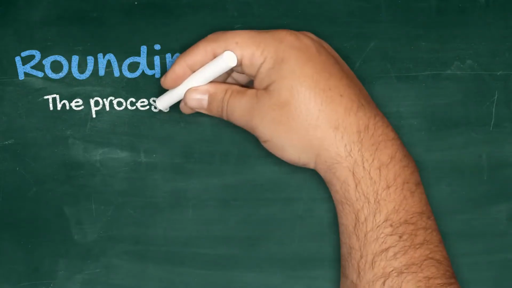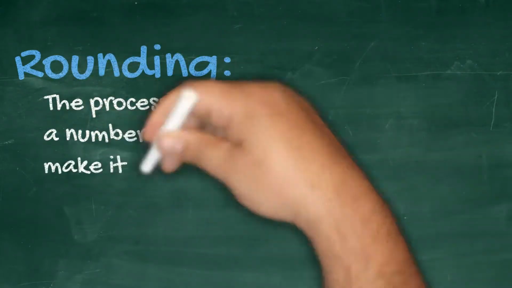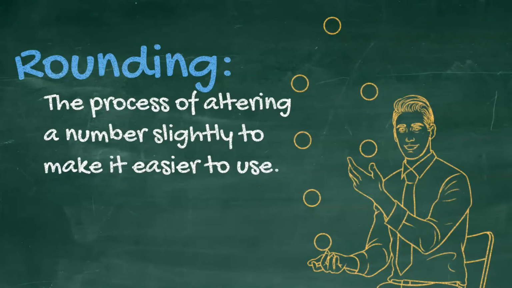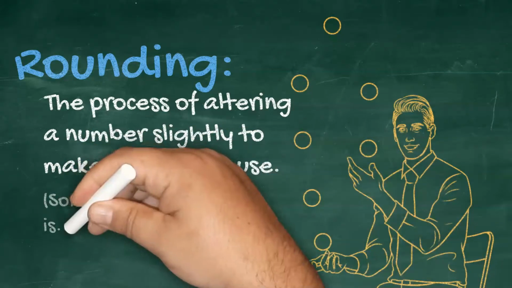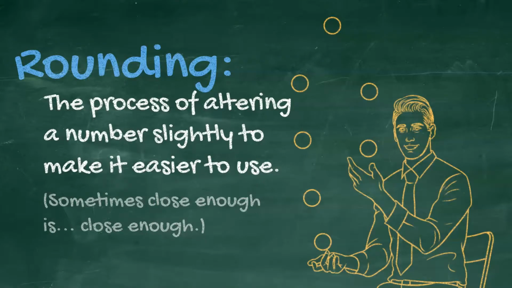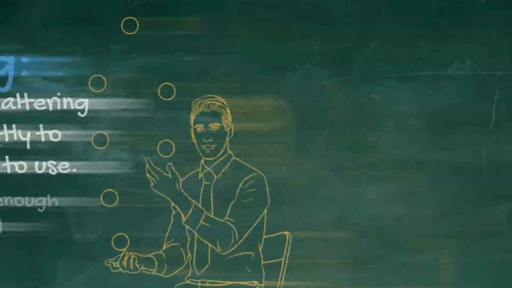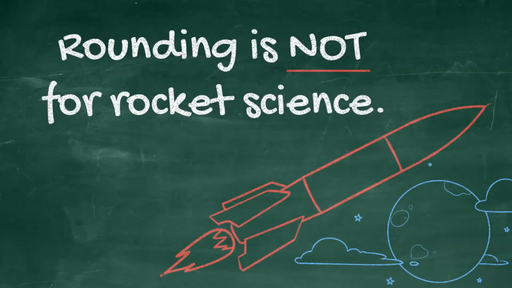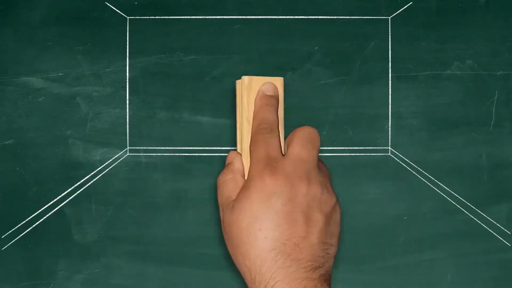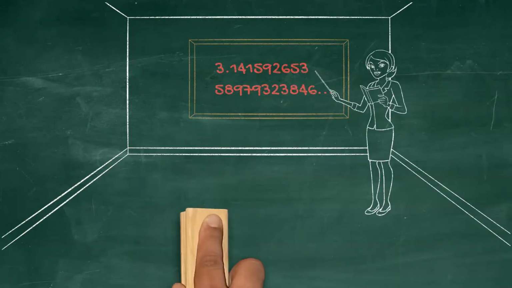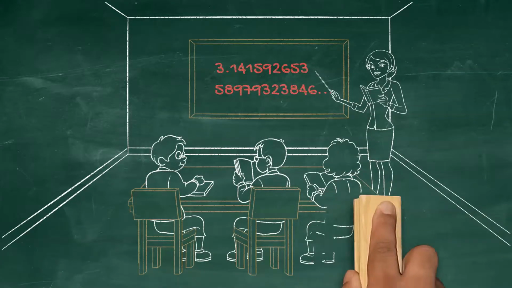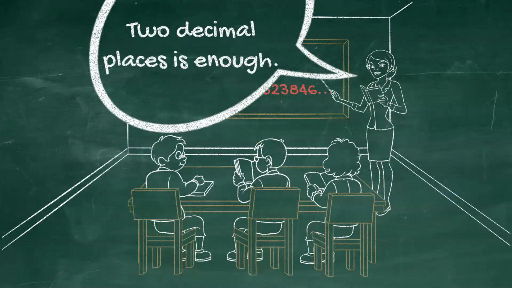Rounding is the process of altering a number ever so slightly so that it's easier to use. It won't be as exact, but it's more convenient than writing out a long, complicated number when something close enough will do. Rounding isn't something we do when we're trying to land safely on the moon, but when you're sitting in a classroom trying to find the right decimal to represent a fraction, your teacher might tell you that 2 places after the decimal is enough.